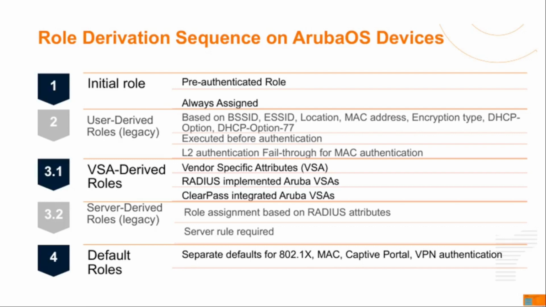Then after that, server derived roles, the legacy Radius server derived roles. At the end, if no specific server derived or VSA derived roles are assigned, then the default role is assigned to the client. So this is how the firewall role derivation happens. Now we are able to put these firewall roles in the correct order.